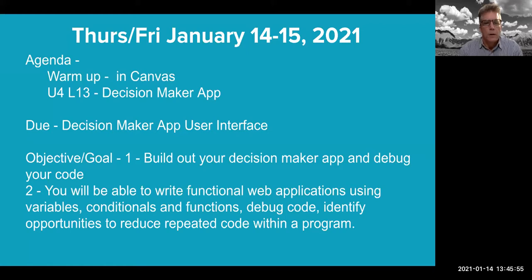Okay. So what our objective or goal today is going to be to build out your Decision Maker app and debug your code. You will be able to write functional web applications using variables, conditionals, and functions. Debug code, identify opportunities to reduce repeated code within a program. All right, so that's what we're going to be up to. We are basically going to spend the day in breakout rooms just working on our app. First off, I have to stop sharing so we can go over the warm-up because it shows the answers when I'm here.